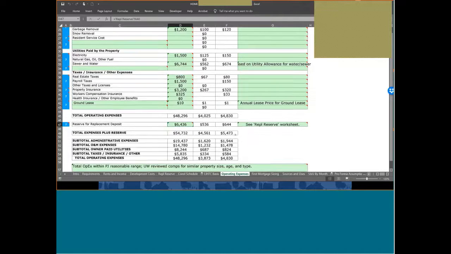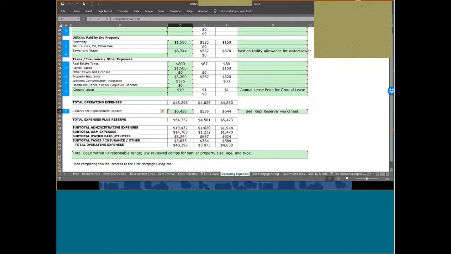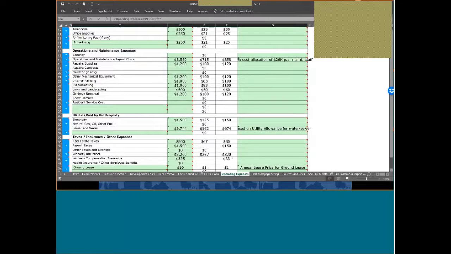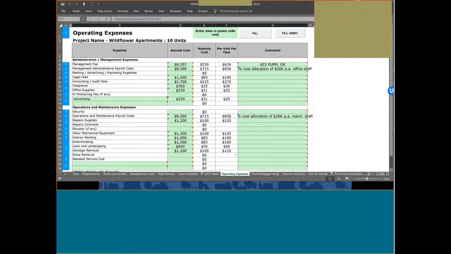The other thing I'll point out before we leave this is that there are various subtotals here by typical expense category, and that there's an opportunity for you as an underwriter to enter that you're satisfied with this, that you believe it's within the range, that you reviewed comps, and you're taking the opportunity to sort of defend that this is the right answer.